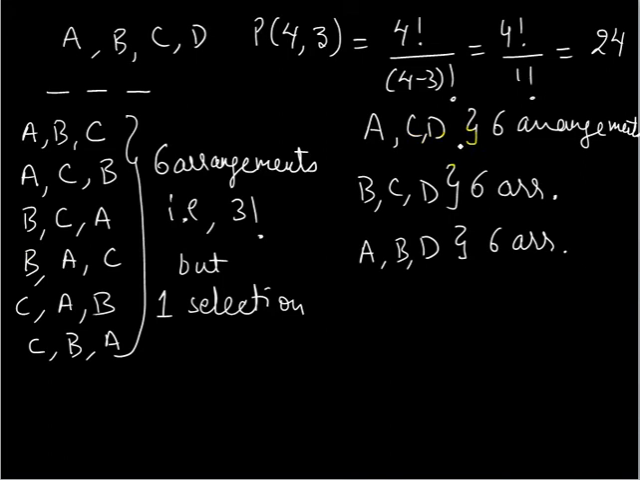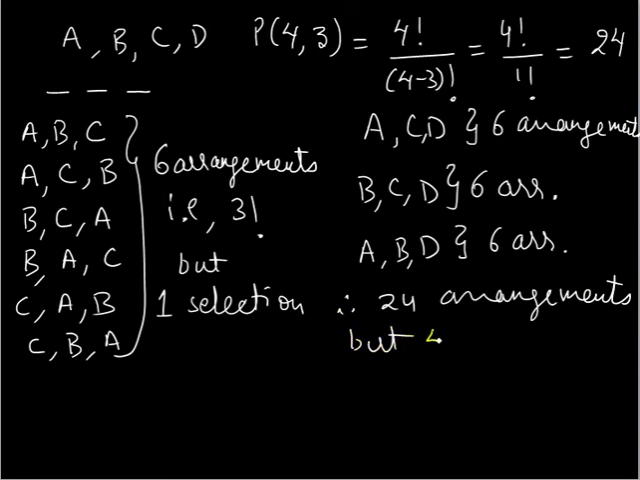In the same way, this is only one. Though these will result in 6 arrangements, they will result in only one selection. This will result in one selection. This will result in one selection. So on the whole, you can see there are 24 arrangements, but how many selections? Only 4 selections. Now let us try to relate arrangements with selections.